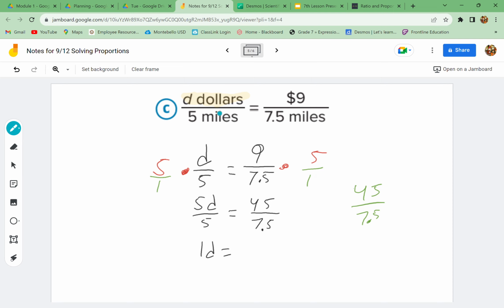Whenever you have a decimal like this, notice that it's in the tenths place, so you could multiply here by 10 to make it a whole number, but you also have to do it to the top as well. So what this will equal is 450 over 75. Why is that important? Well, then you could start simplifying from here. So 450 over 75.